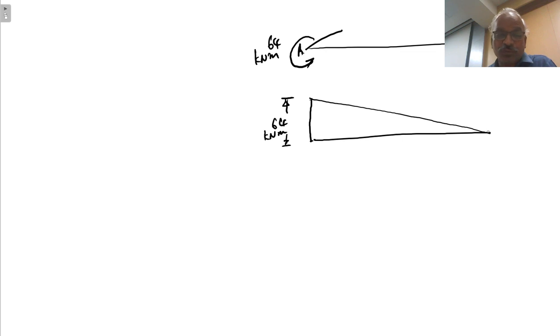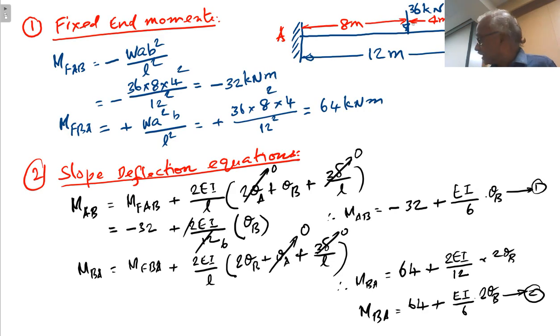This is the support moment. Now coming to the loading, this is subjected to a non-central load of 36 kilonewton. Therefore, the simply supported beam.